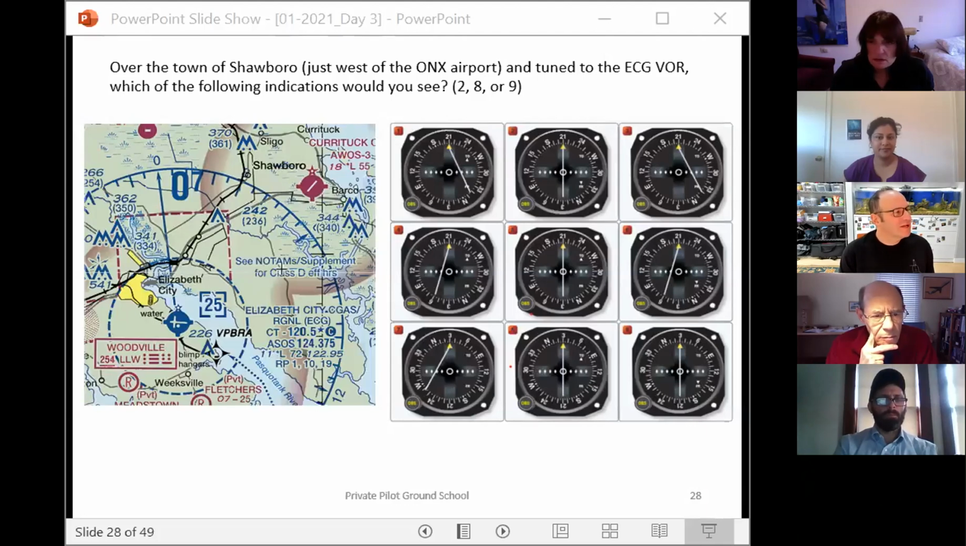People say 030. I think 030 is probably how it would be described. So it's the 030 radial from the VOR. And now let's have a look at these possible answers. They're a little bit hard to read. There's 2, 8, and 9. That was on the King School practice test, presumably copied from a real one. So we have 2, 8, and 9 as possible answers.